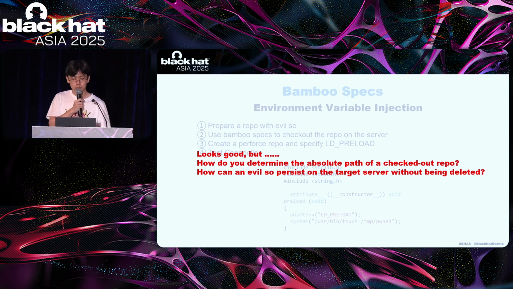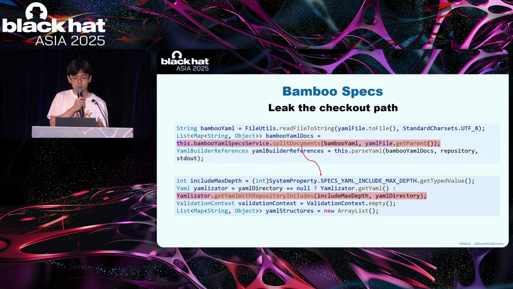But how do you determine the absolute path of a checked-out repo? And how can an evil dynamic library persist on the target server without being deleted, because we mentioned that the code repo will be deleted after the Bamboo Specs scan, right? So for the first question, let's go back to the previous code. We can trace the YAML parsing logic.